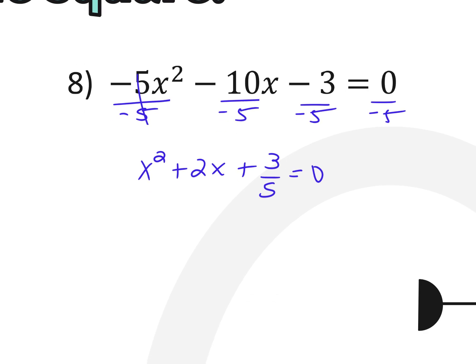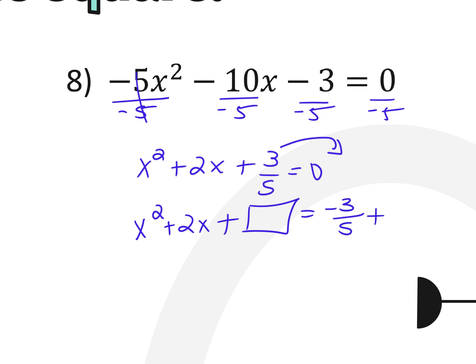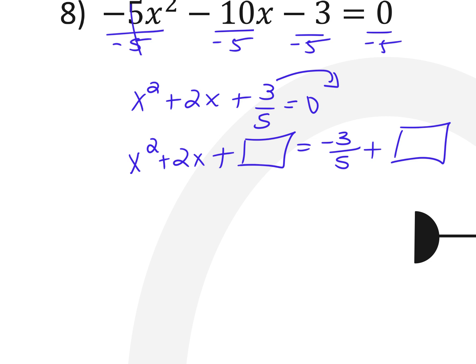Now we are set up already to complete the square. So x squared plus 2x plus my big old square equals, when positive 3/5 goes to the other side of the equal sign, what does it become? -3/5. Perfect. And what you do to one side, you do to the other. So if I'm adding a big square on the left, I have to add a big square on the right. Now, what is the process for completing the square? Remind me again.